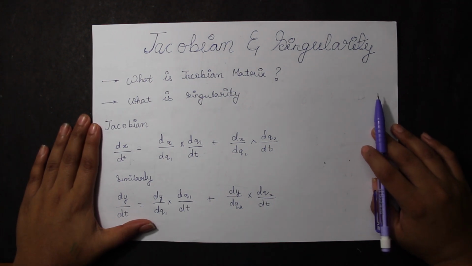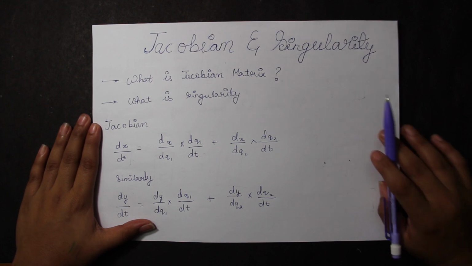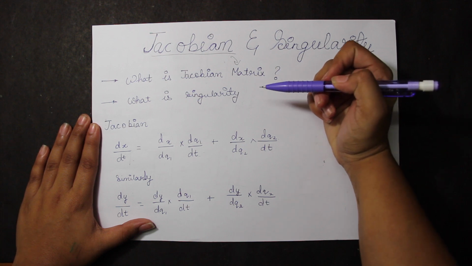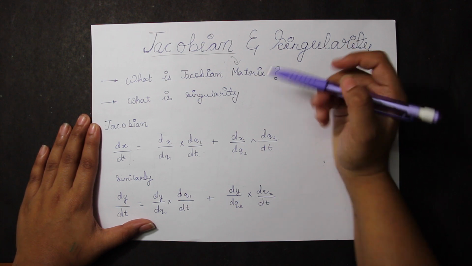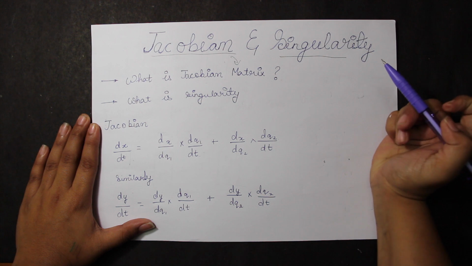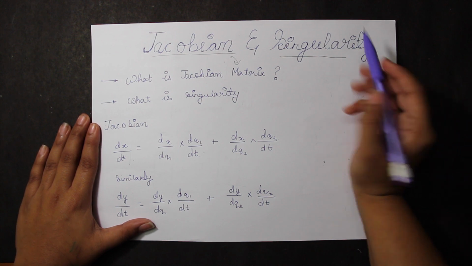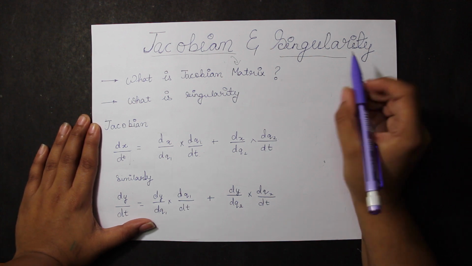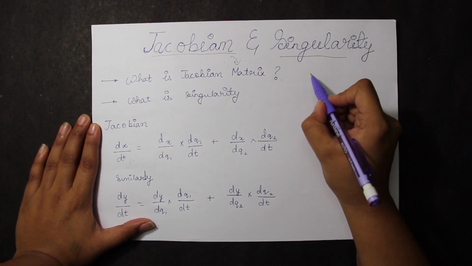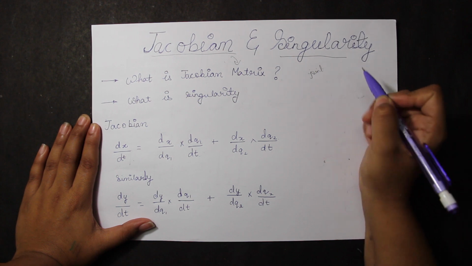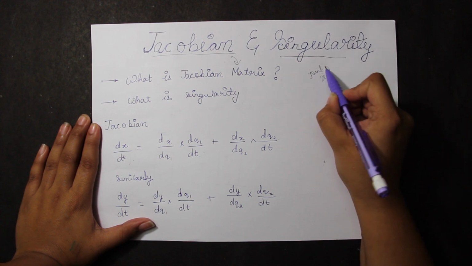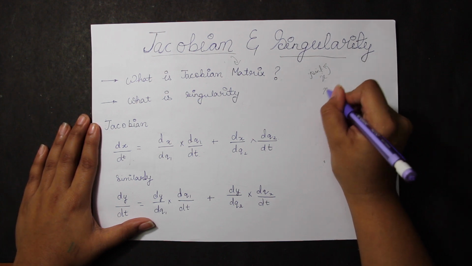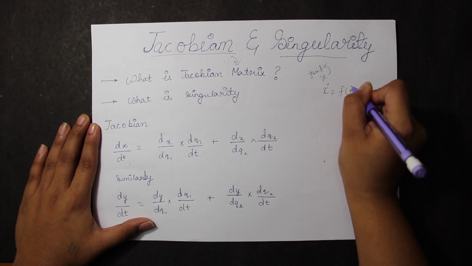Now let's look up to what Jacobian is and let's derive a Jacobian matrix. In this, we'll also be looking at the singularity of a manipulator. Let's quickly start with what a Jacobian matrix is. A Jacobian matrix is a matrix which links the Cartesian velocity with the joint velocity. Basically, it gives a function of the Cartesian velocity with respect to the joint velocity.